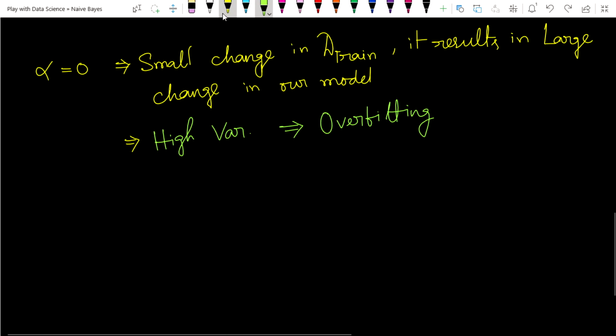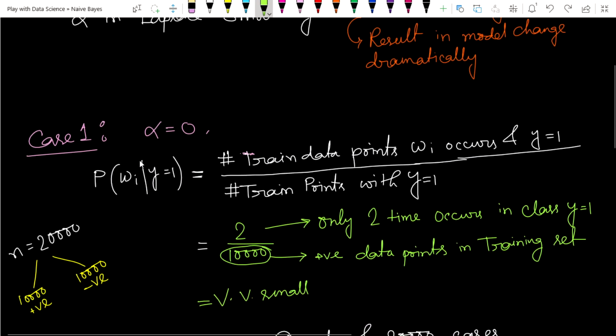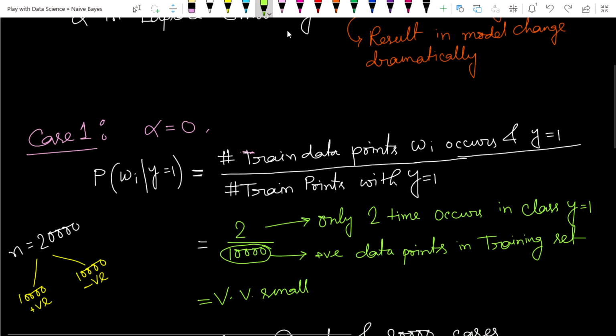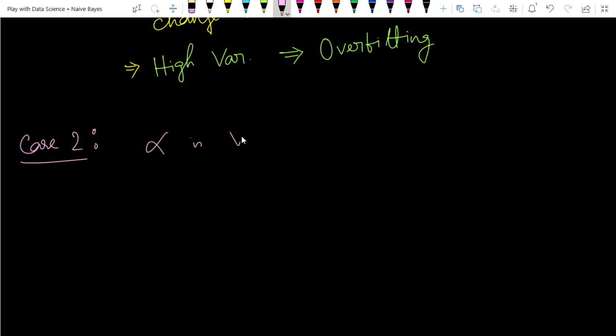So now in case 2, let's see. In case 1, we have seen alpha is equal to 0. Now let's take alpha equal to very large. Suppose in case 2 alpha is very large, and consider alpha equal to 10,000, or 1 lakh. I think 1 lakh is okay. I'm taking alpha equal to 1 lakh.